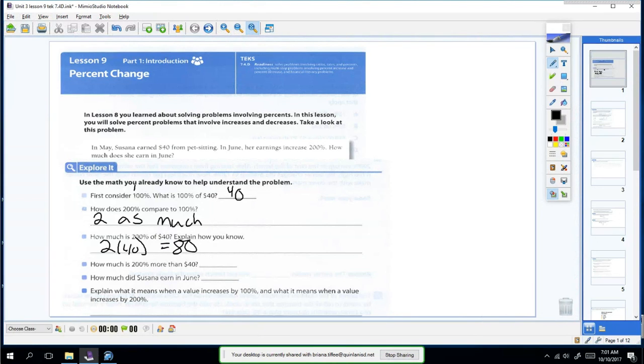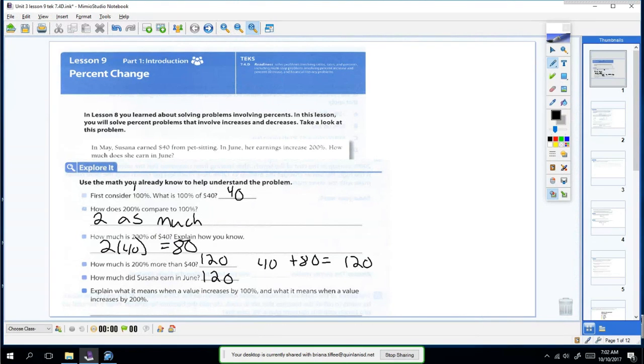So how much is 200% more than 40? Since you want more than, you take the original 40 and then add 80 to that, and you get 120. So this is $120. It's 200% more than 40. So you figure out 200% of 40, then add it back in. So how much did Suzanne earn in June? She earned $120.